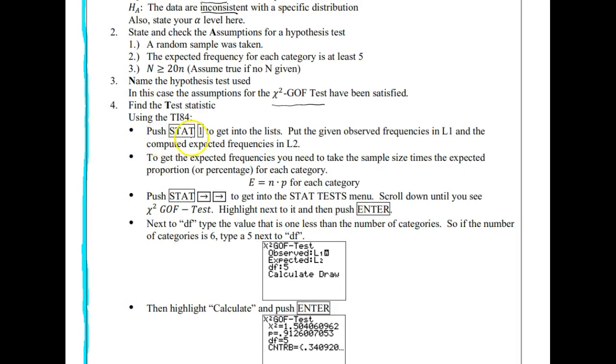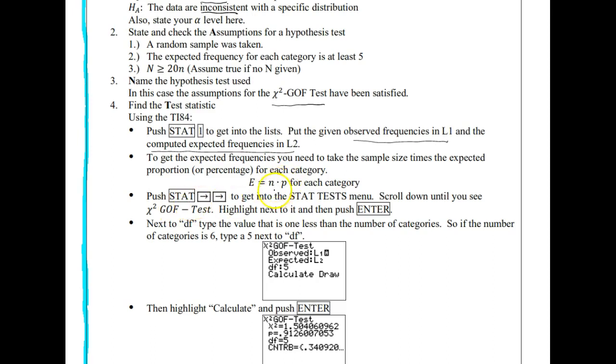If we're using the TI-84, we would push stat 1 and we get into the list menu. We would put the observed frequencies in list 1, and we're going to compute a set of expected frequencies that we will then put in L2. To get what we expect in each of those categories, we're going to take the sample size times the proportion that we expected in that category, and those proportions will be given in the problem.